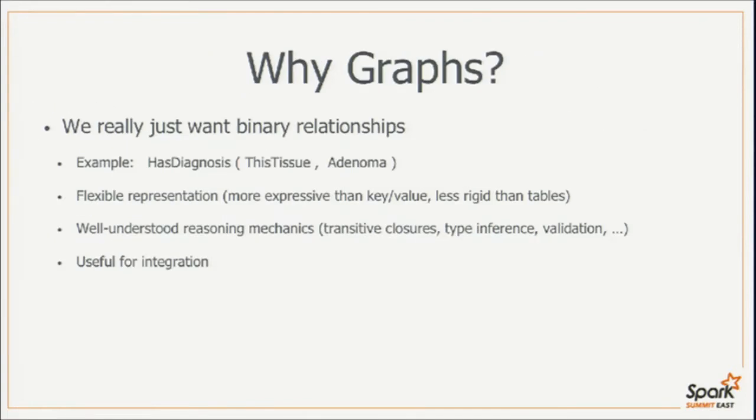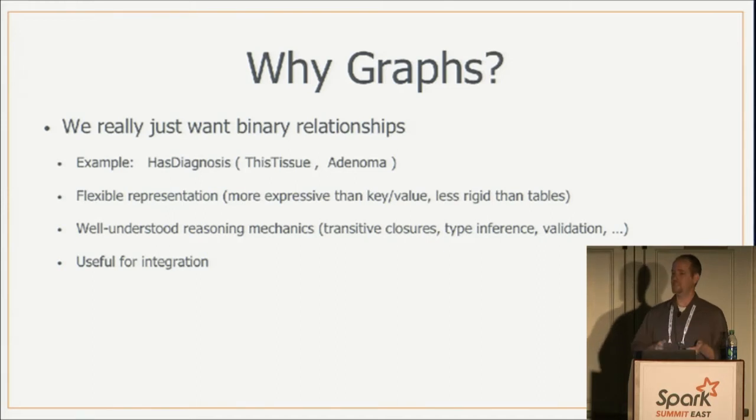Some questions that we often get are, why graphs? Why do we do all of this with graphs? There's two or three different answers to this. One is that we really just wanted to represent all of the data in terms of binary relationships, something like this tissue has a diagnosis of adenoma, or this gene is at this location. We like representing things that way as our fundamental data structure for a couple of reasons. One is that it's a lot more flexible than tables. You write out a schema in a table, you can't really modify it much. And one of our driving requirements is that we must be able to modify this and do different things frequently.